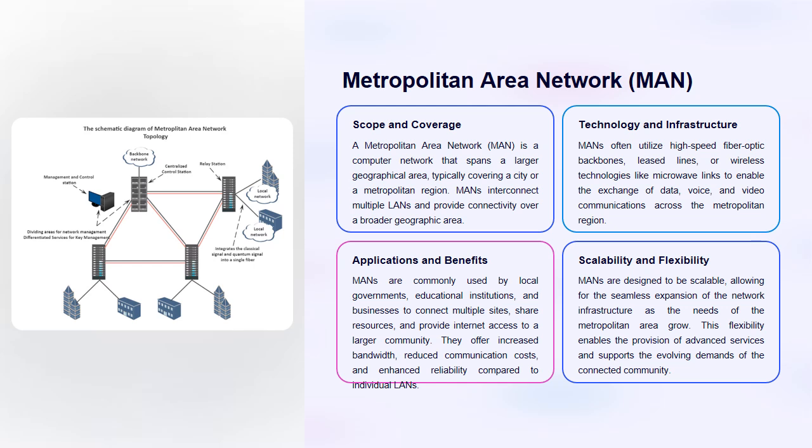Next is the metropolitan area network. A metropolitan area network is a computer network that spans a larger geographical area, typically covering a city or a metropolitan region. MANs interconnect multiple LANs and provide connectivity over a broader geographical area. Certain features, like technology and infrastructure. So MANs often utilize high-speed fiber optic backbones, leased lines, or wireless technologies. MANs are commonly used by local governments, educational institutions, and businesses to connect multiple sites.